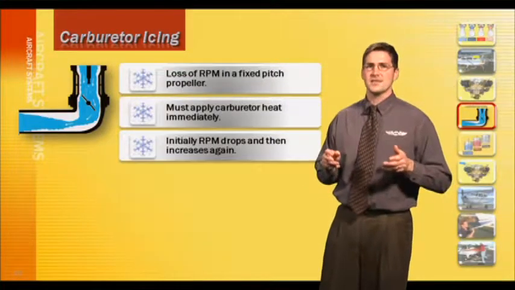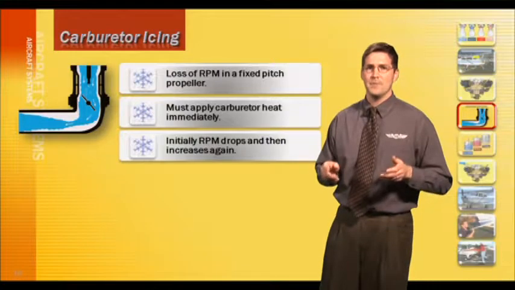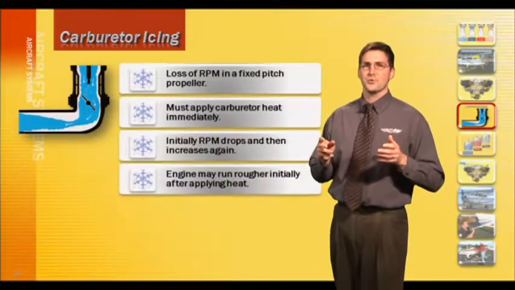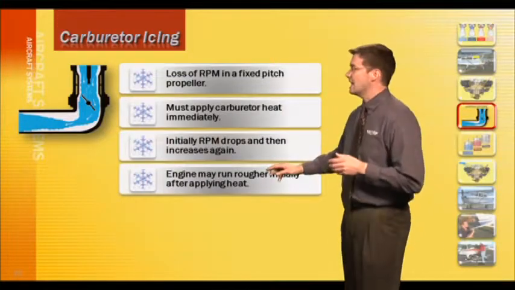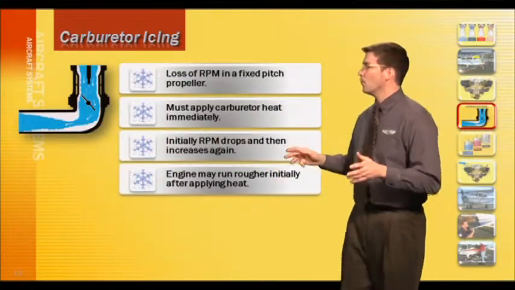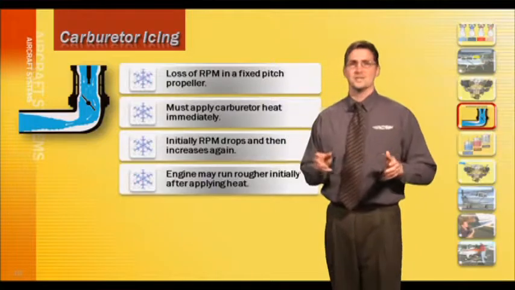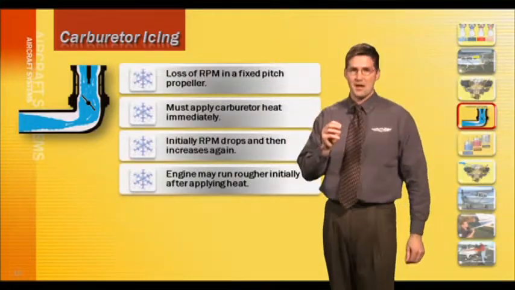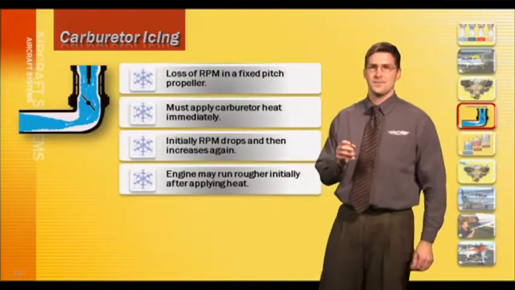Now, if there's ice in the carburetor and heat is applied, it will melt and be ingested into the engine. This causes the engine to run even rougher and reduce engine RPM even more. But don't worry, things are going to get better in just a matter of seconds. As that ice melts, RPM and manifold pressure will gradually increase.